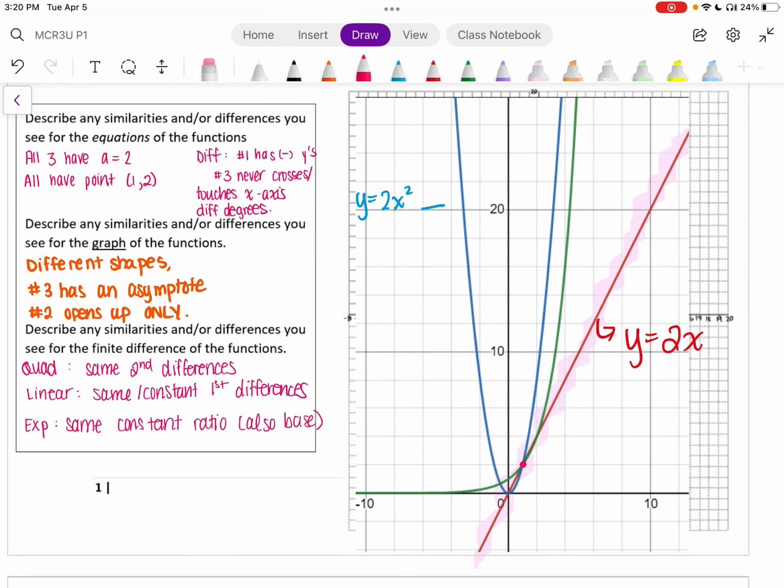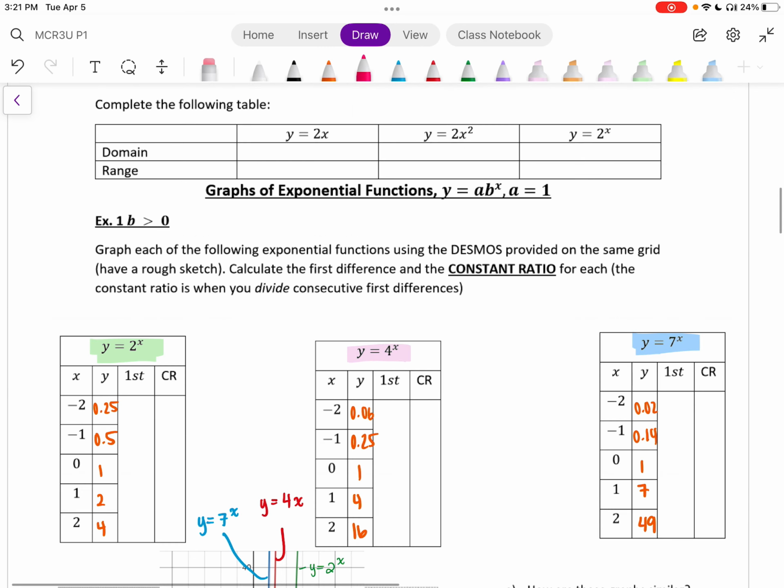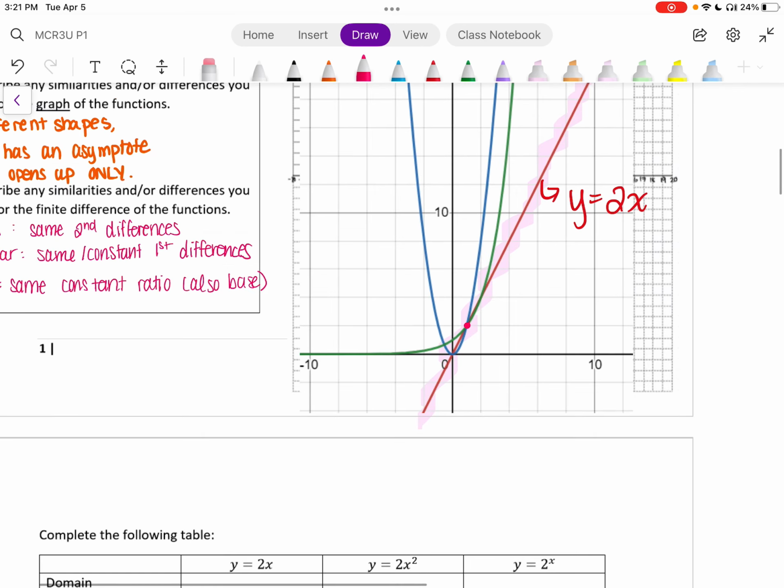Number 3 has an asymptote. Number 2 opens up only, right? So number 1 is the only one that had those. The linear is the only one that has those x values. Okay. So any similarities in the first and second differences? So quadratic functions all have a second difference that is constant. Linear functions all have the same constant first differences, and exponential functions have the same constant ratios, which also is their base value.